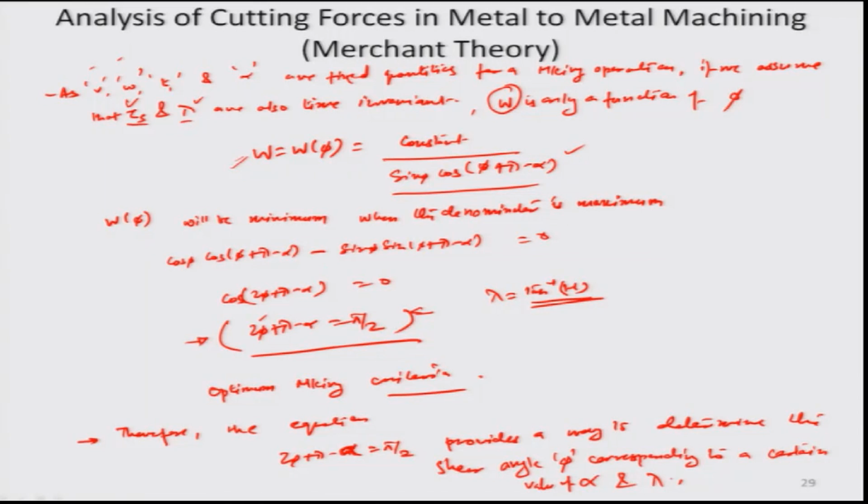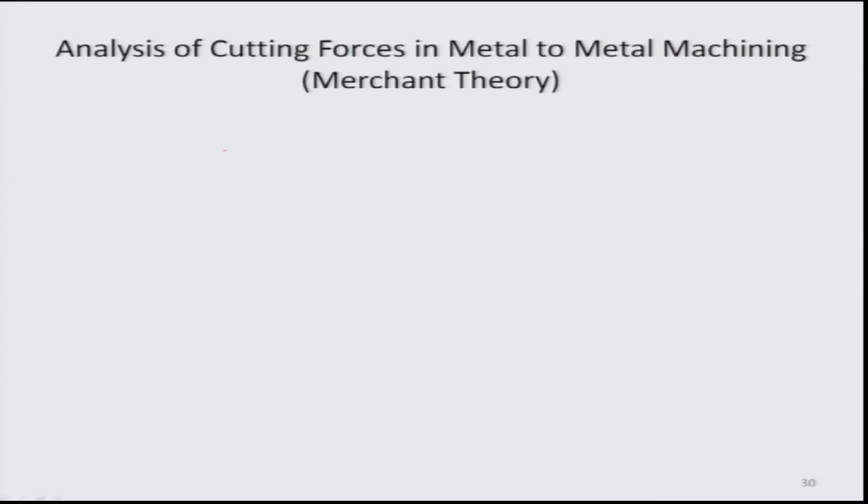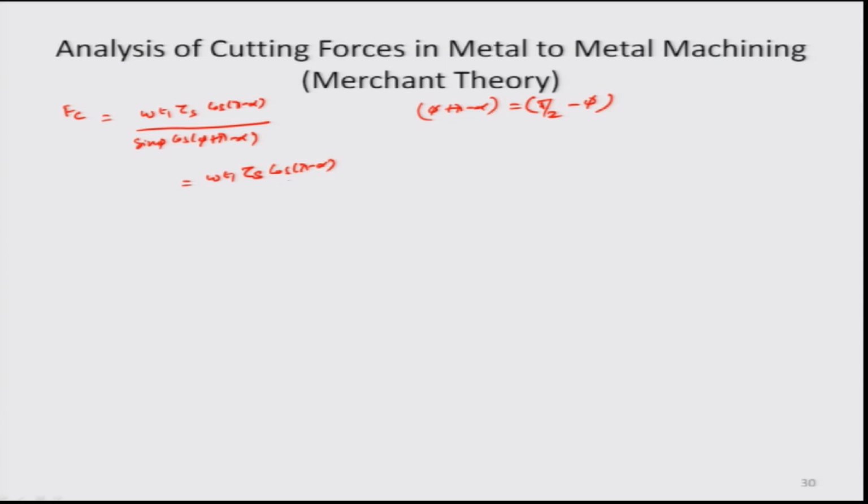So, the value of F c can be evaluated corresponding to this condition of 2 phi plus lambda minus alpha equal to pi by 2. The F c was recorded as W t1 tau s cos of lambda minus alpha divided by sin of phi cos of phi plus lambda minus alpha. If I put the value of phi plus lambda minus alpha from the relationship obtained earlier, it is pi by 2 minus phi, since 2 phi plus lambda minus alpha was pi by 2. So, I substitute this value and see what happens to this equation. This becomes W, the width of the cutting zone, times t1, the uncut thickness, times tau s, the shear stress, cos of lambda minus alpha divided by sin of phi cos of pi by 2 minus phi.